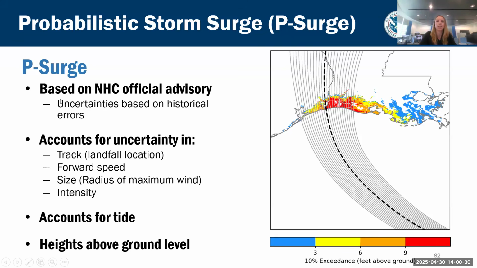P-surge is going to be based on the NHC official forecast, and the uncertainties are based on the historical errors of that. John went into a lot of detail about all of their errors, and we have a full understanding of that. That is how that family of storms gets built out, because of our understanding of the errors. You'll notice here, this is an example from Hurricane Laura.